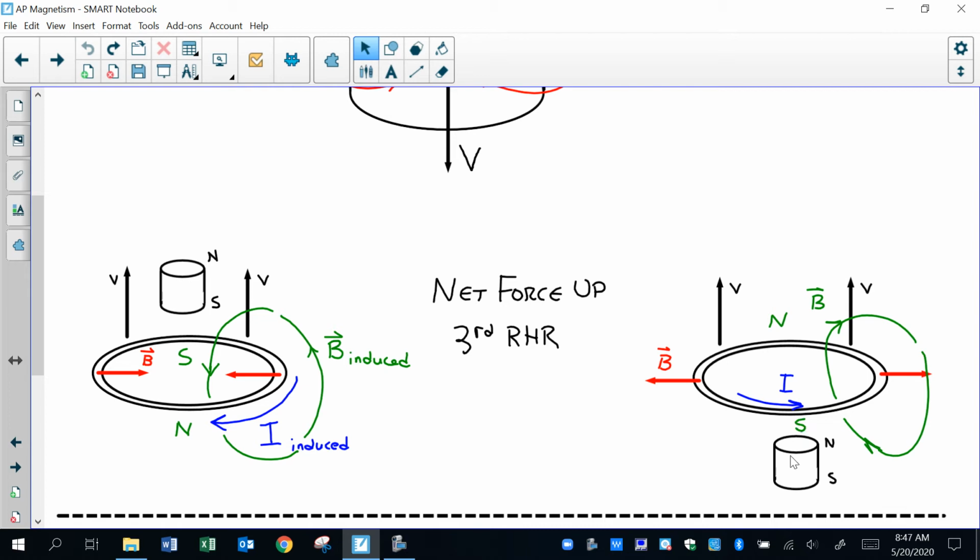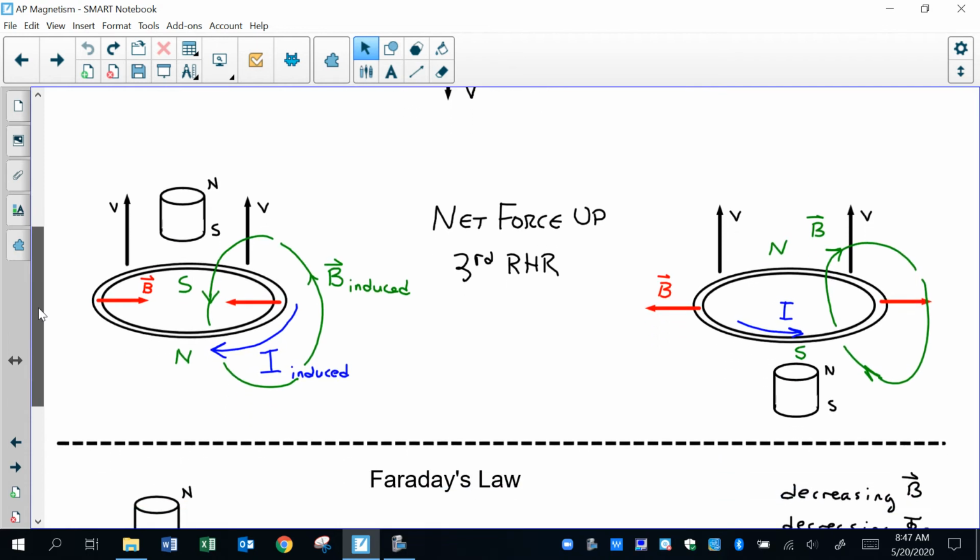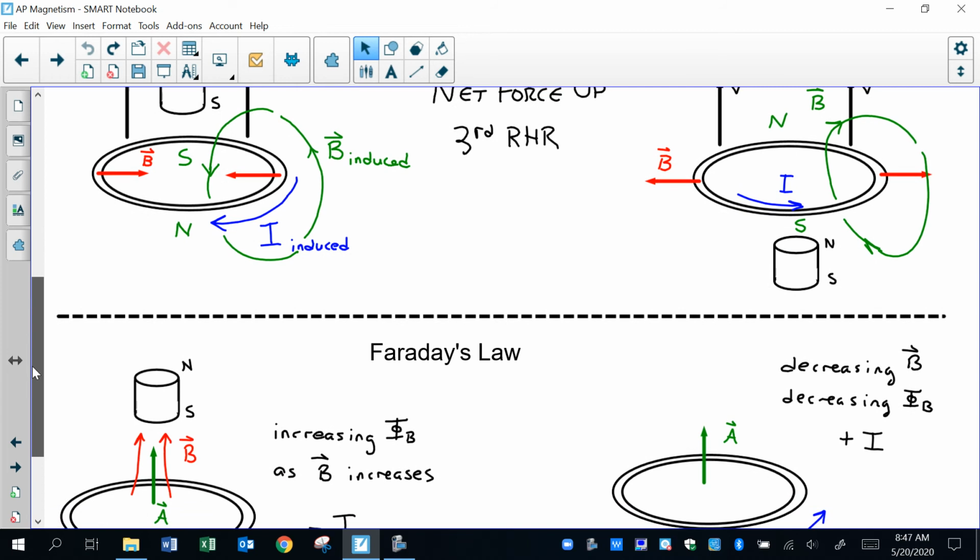Once it gets past and our flux begins to decrease, the current swings around. If the current swings around, then my green field swings around, which means the north-south orientation of this imaginary magnet swings around. And now I have a north and a south. What do a north and a south do? They attract each other. So I get this pull up and I get this push up, causing my magnet in either scenario to reach a terminal velocity and just slowly float downward. And again, I'll find some videos on YouTube to post.